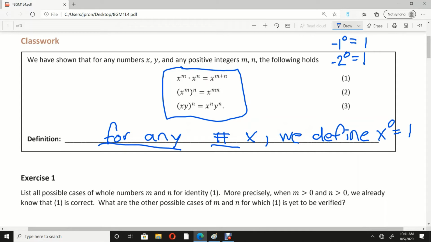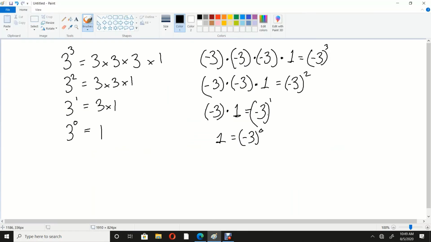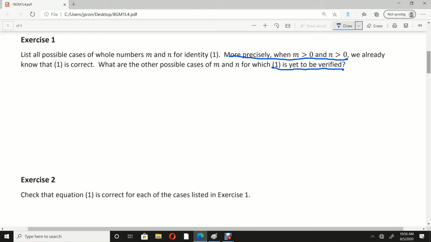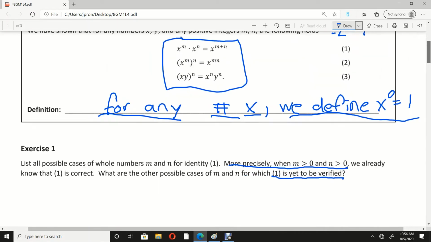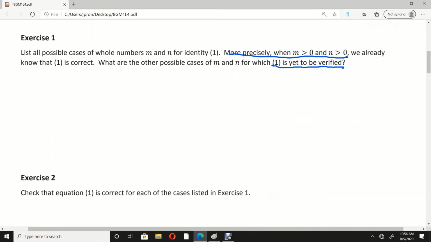For any number x, we define x to the 0th power as 1. Here is an operational illustration for why that is the case. Again, it's just like what we did with the 3's, but now they're negative over here. So you can kind of see why even negative numbers to the 0th power equal 1. Okay, so let's move down to some slightly more complicated ways of understanding this.